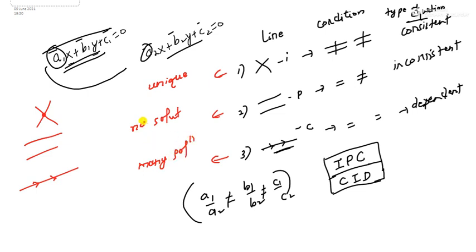So these four things you have to remember: the type of line, the condition for these lines, the type of equation, and the type of solution provided by these two equations. Based on these only, we are going to get questions in our exam, mostly on these.